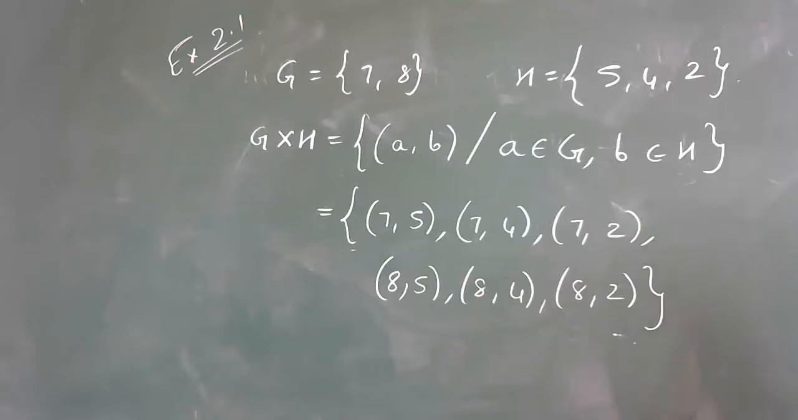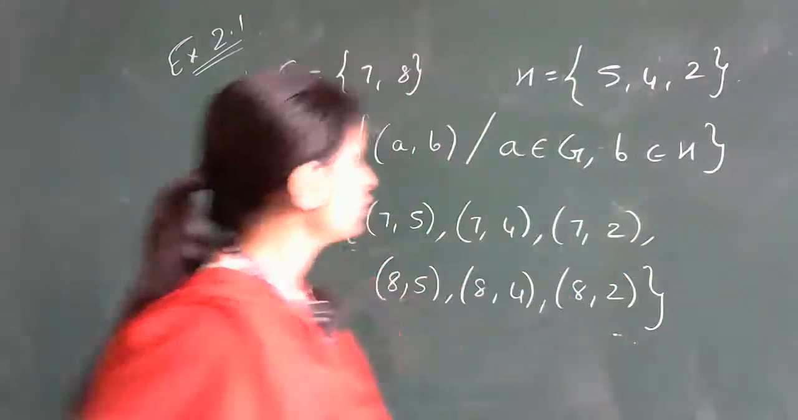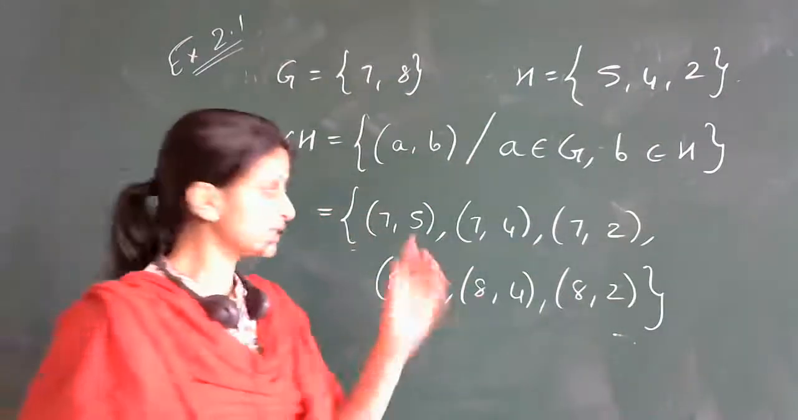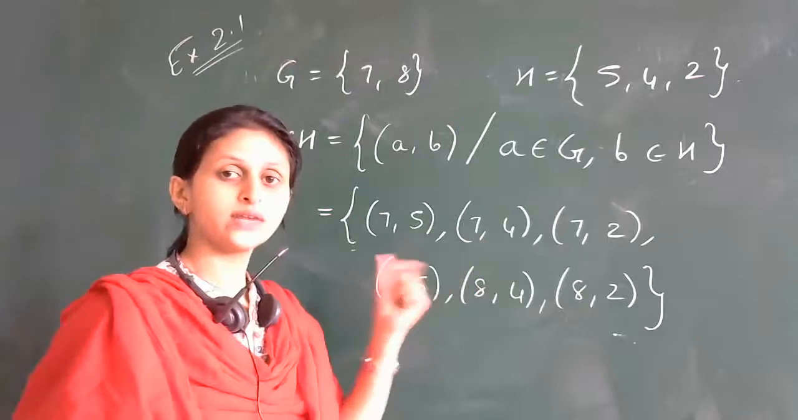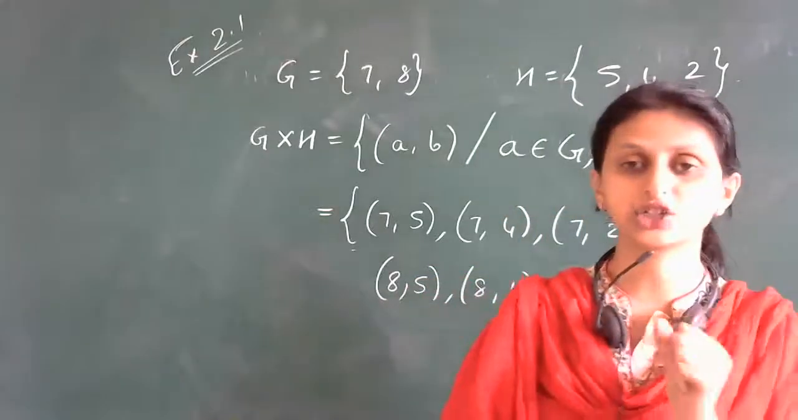Yes, it is correct. Very good. Right answer. Very good, students. So, G cross H will be this. If you have confused whether this answer is right or wrong, you can verify it with that formula, students. What is that formula? Number of elements in the Cartesian product.